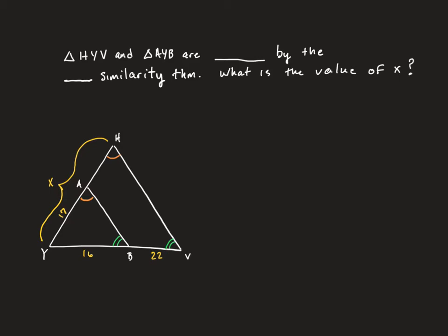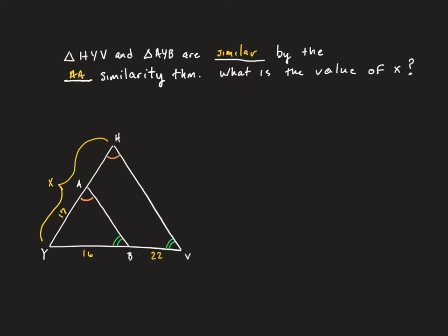Looking at this in practice, triangle HYB and triangle AYB are going to be similar because I have angle-angle similarity. So they are going to be similar by the angle-angle similarity. And what is the value of X?